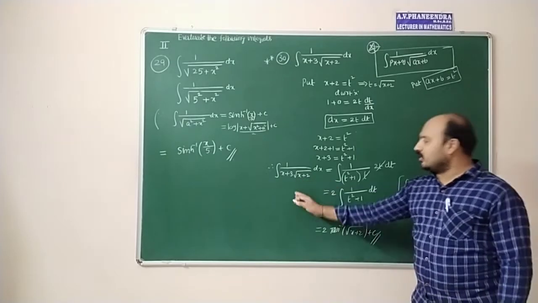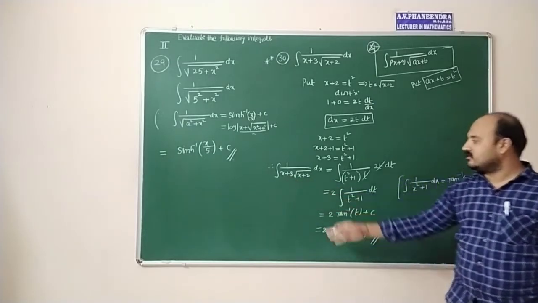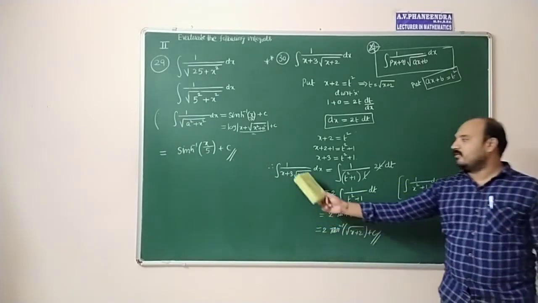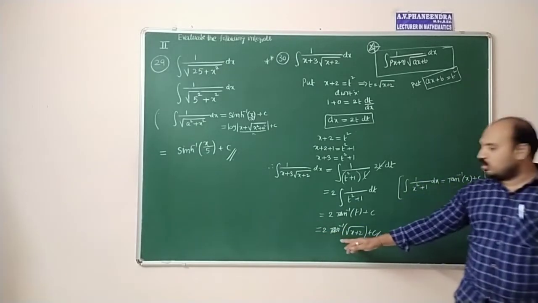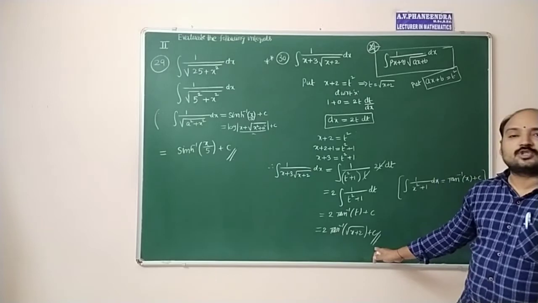Like this you have to give the conclusion. Even you have to write that for the given question also. Integral 1 by x plus 3 into square root of x plus 2 into dx is equal to 2 into tan inverse of root x plus 2 plus c.